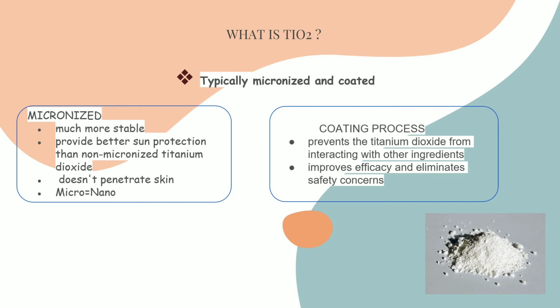So next I will present about how titanium oxide is used widely in cosmetics. First of all, what is titanium dioxide? Titanium dioxide is typically micronized and coated for use in cosmetic products. Micronized titanium dioxide is much more stable and can provide better sun protection than non-micronized titanium dioxide.